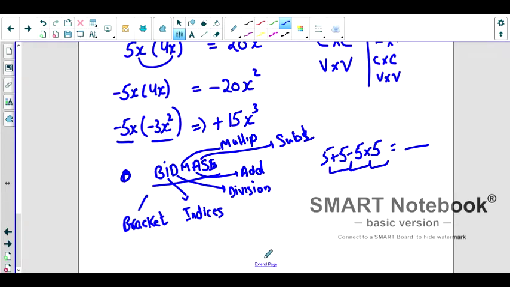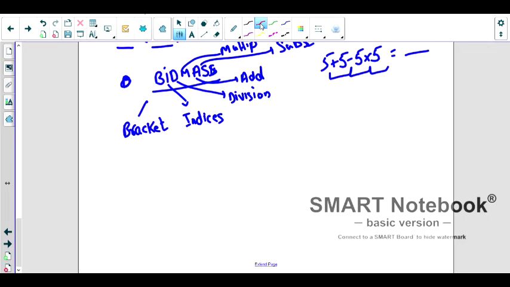You can memorize it with the help of BIDMAS. What is the order? First, you solve the bracket, any type of bracket. Three types of brackets are there: small brackets, curly brackets, long brackets. We solve the brackets first. Then we do indices.